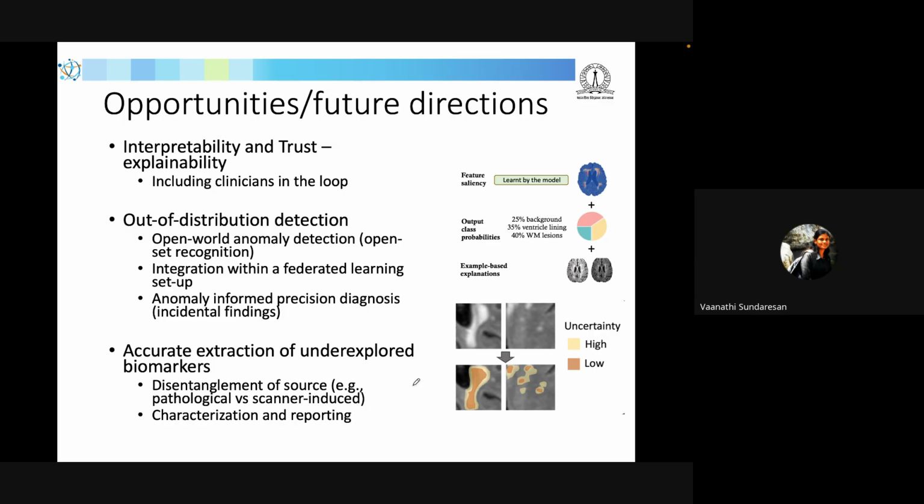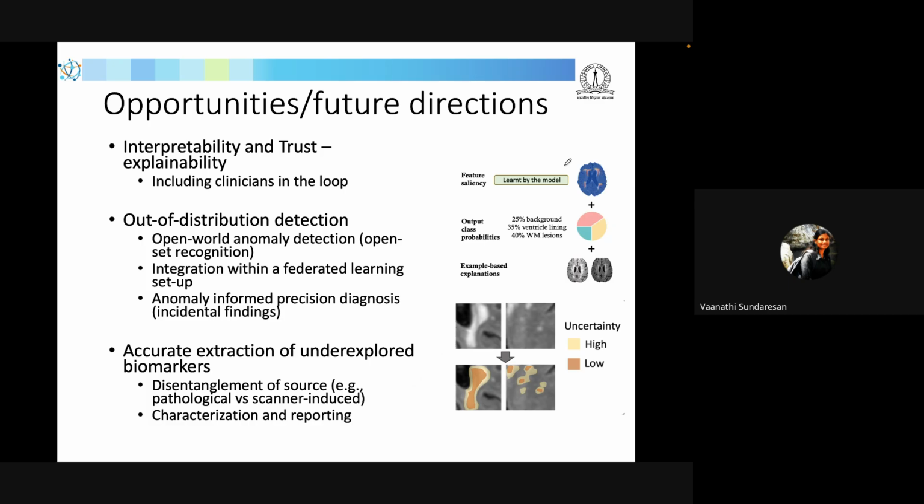Because clinicians have now started asking questions, right? So we are asking them to use AI in their applications. Now they are asking back, how do I trust? How can you explain what is happening, right? So there are a few methods that I have shown here.